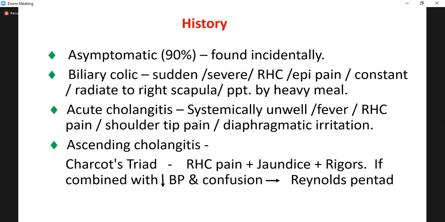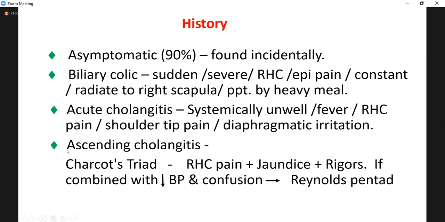When cholangitis happens, patients are systemically unwell. They have high fever, right hypochondrial pain, shoulder tip pain from diaphragmatic irritation, and some of them have jaundice. Here's another presentation: acute cholecystitis. Patients present with right hypochondrial pain and fever. There's tenderness in the right hypochondrium. On examination, Murphy's sign and Boas sign will be positive. So they are coming with acute cholecystitis.